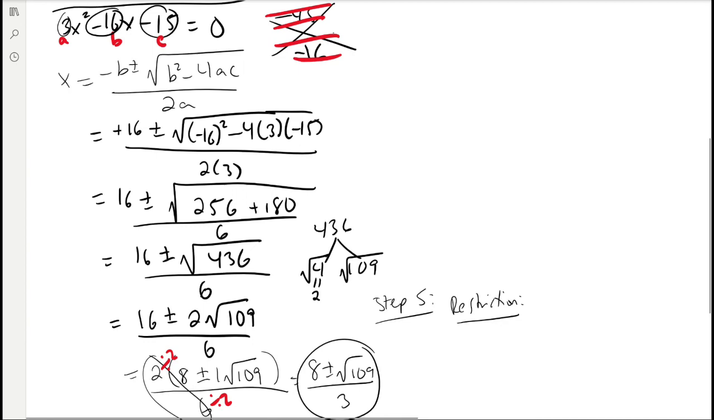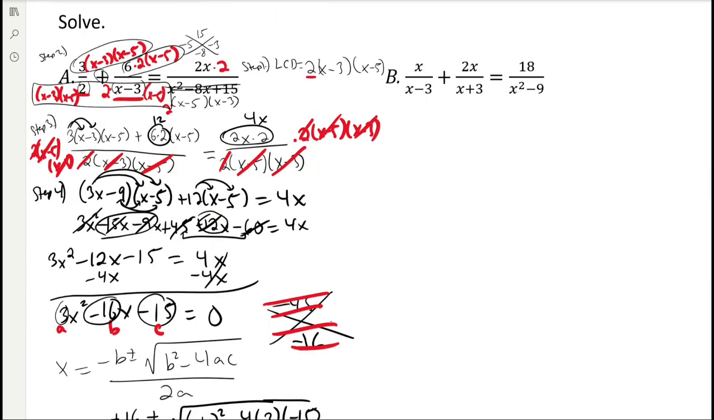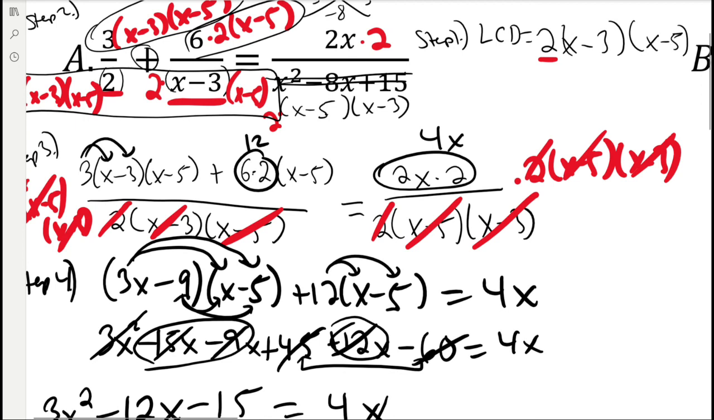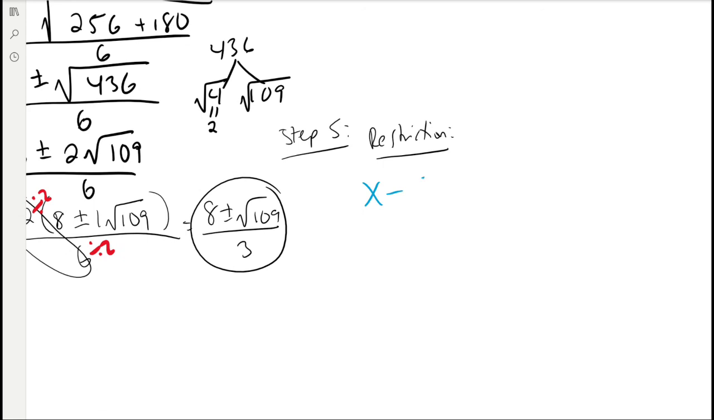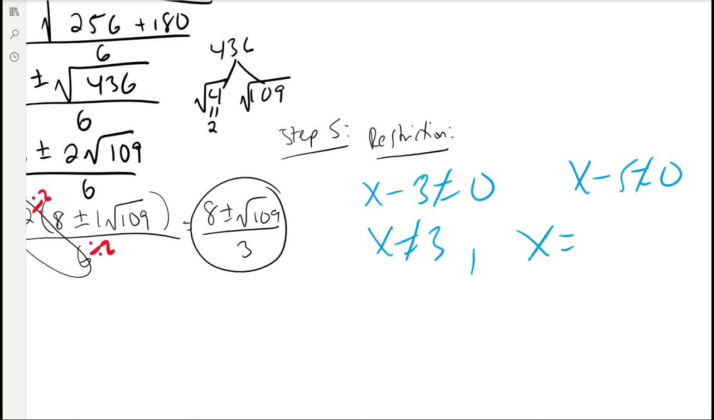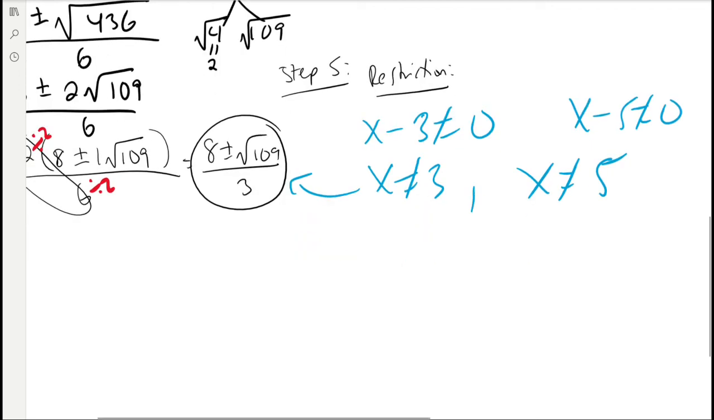So the restrictions here: if you look at the original denominators, we have x minus 3, a 2, the 2 doesn't really do anything, and we have x minus 5, x minus 3. So we do know that x minus 3 cannot be 0, and x minus 5 cannot be 0. So x cannot be 3 or 5, which of course, as we mentioned, does not match this. So we're good. We got our two solutions. So our two solutions are 8 plus that and 8 minus that. Final answer here.